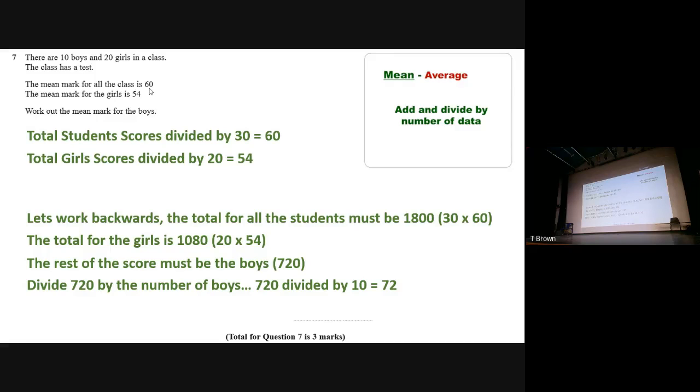So you've got to multiply. When they give you the mean, you've got to multiply by how many people there are. You can only go backwards. That's all you can do.